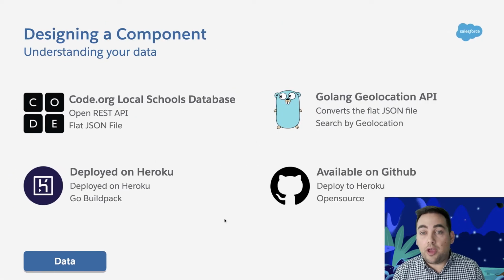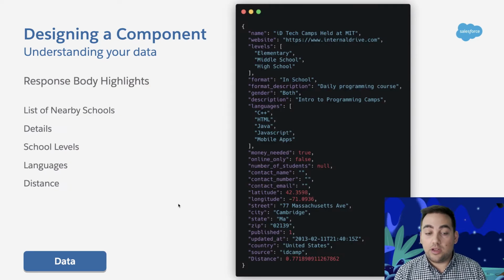Now, once we have our API up and running, the response body looks exactly like the response that we were just seeing in that JSON file in the browser. We have the name of our schools. I think that's something we can take advantage of. We have a website. Maybe we can navigate to that website, push the user in that direction. We have which levels they teach, so elementary school, middle school, or high school.